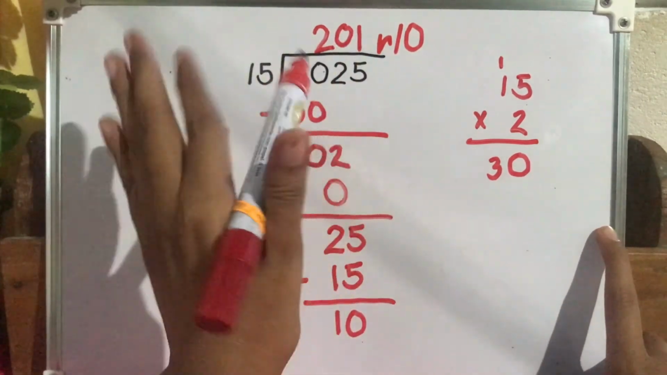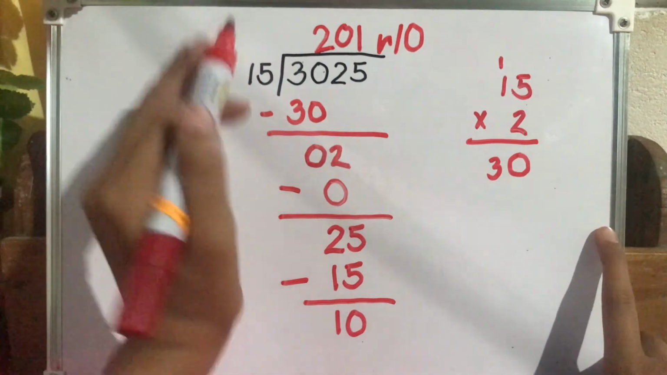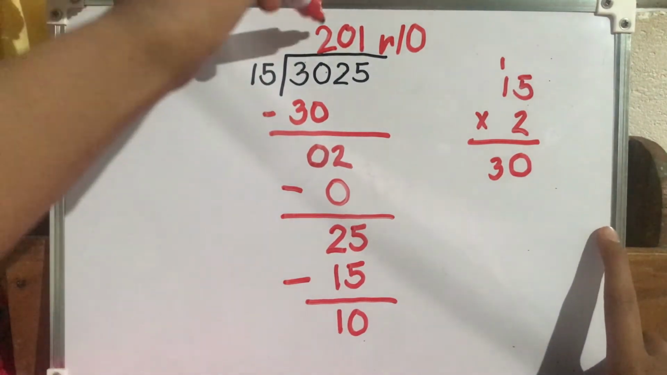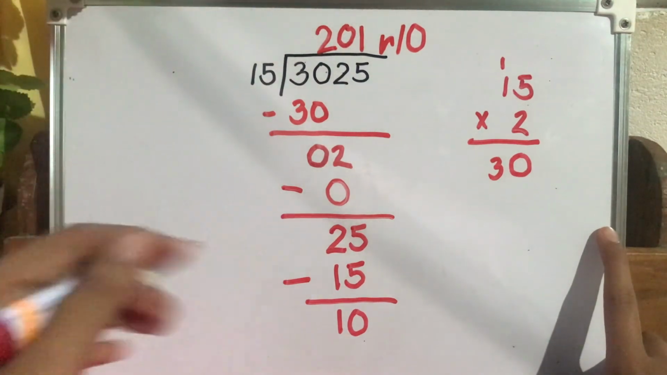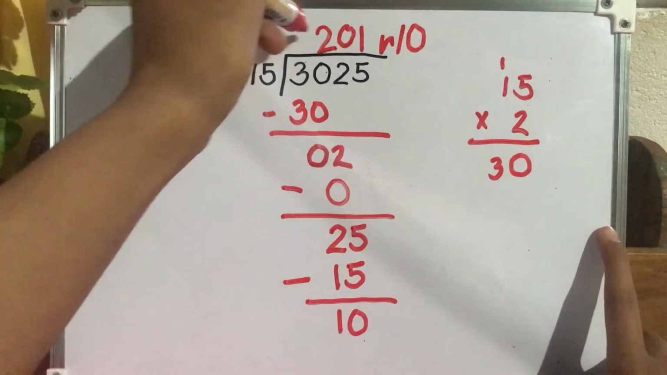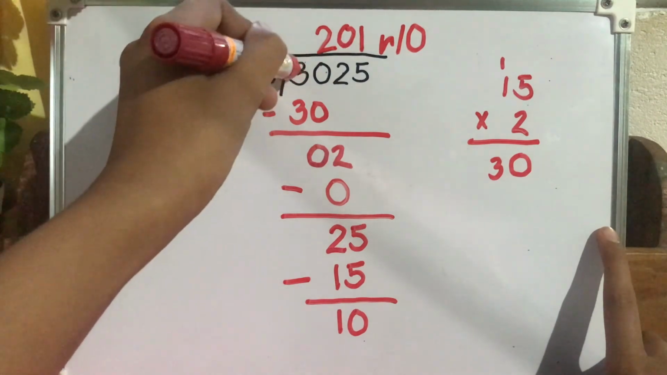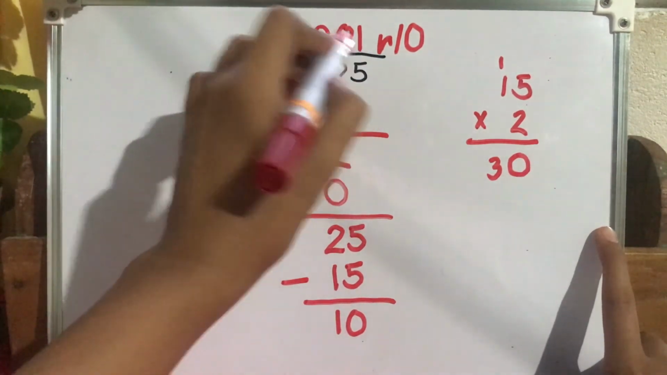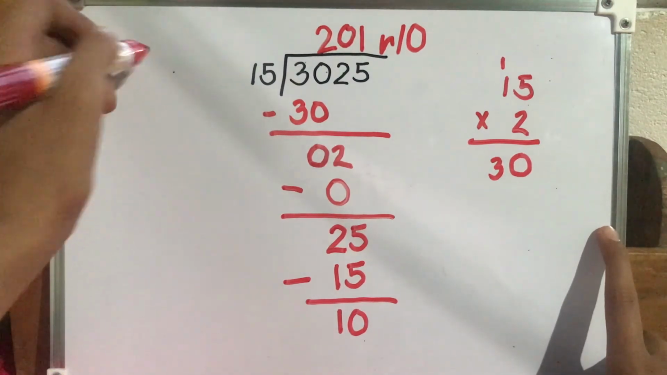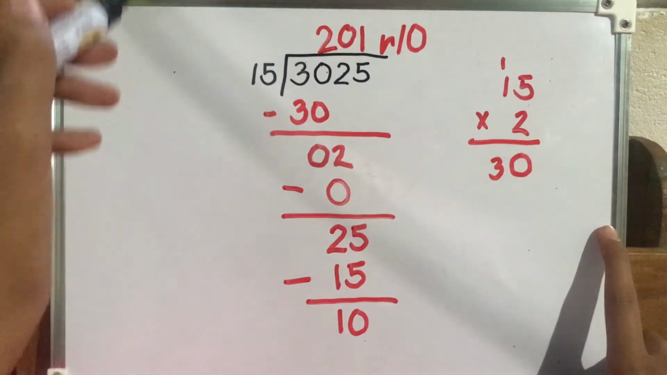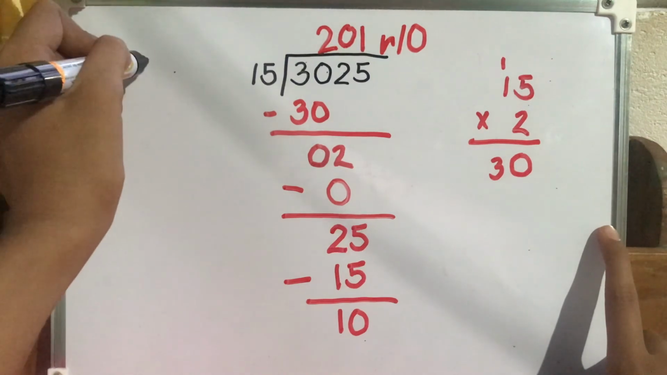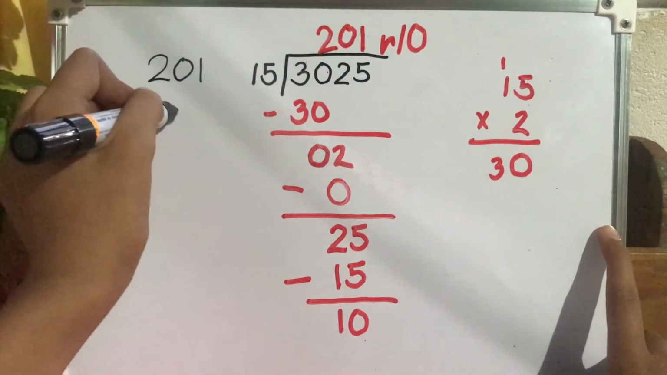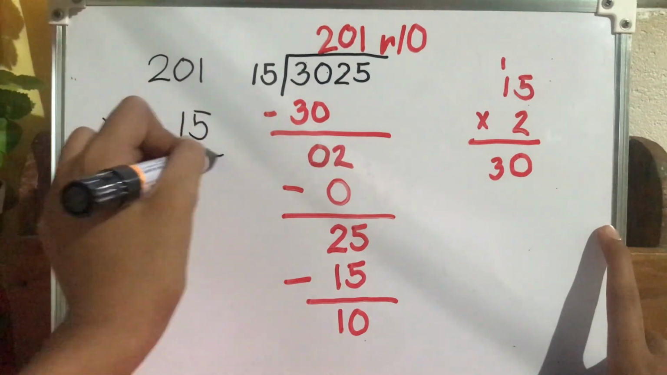Now how will you check if your answer is correct? Now in multiplication or in division, you will just multiply the quotient by the divisor. So in the earlier examples, just multiply them and the result is the dividend. So we will try this one since this has a remainder. So we will do 201 times 15. So we will check if the answer is correct.